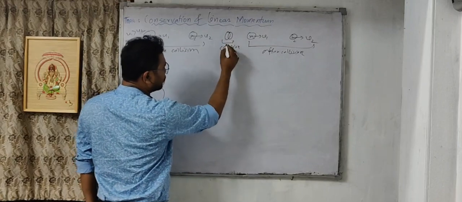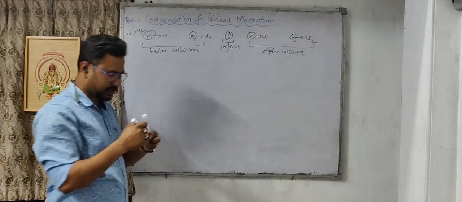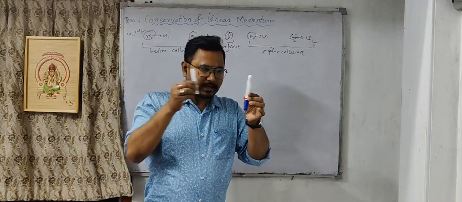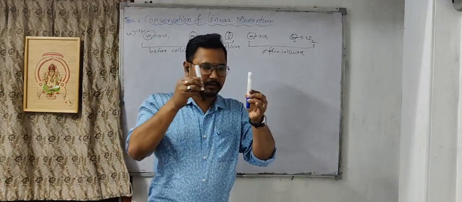But here we have to check one thing. During collision, suppose these are the two objects, and they are colliding in this way.